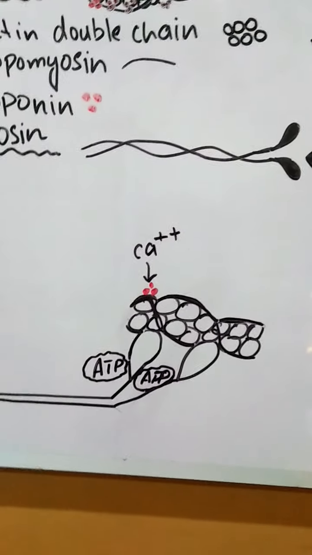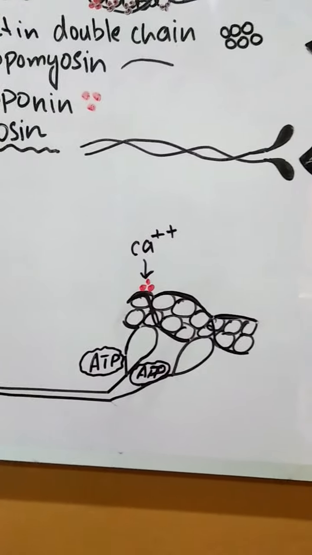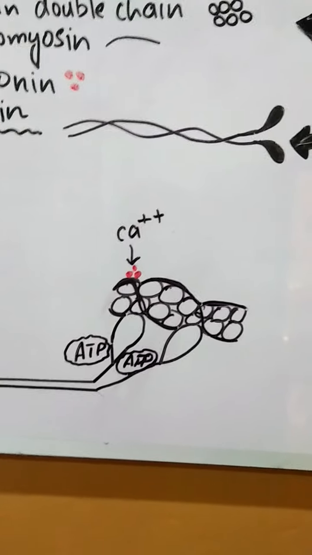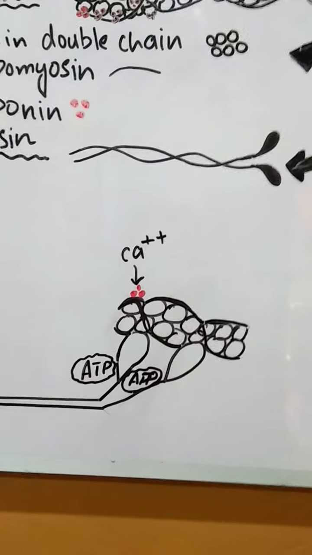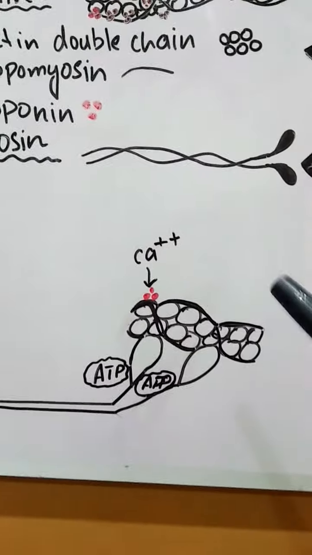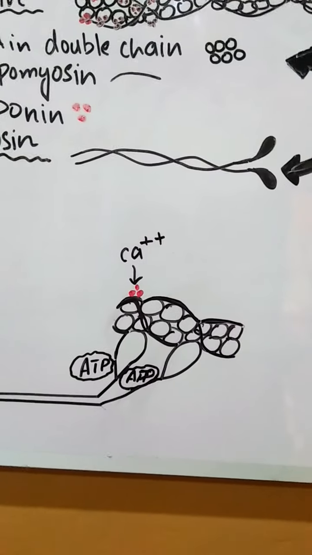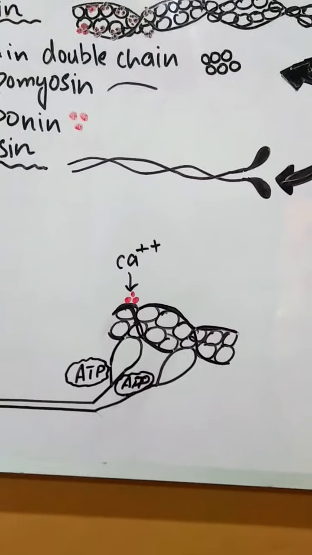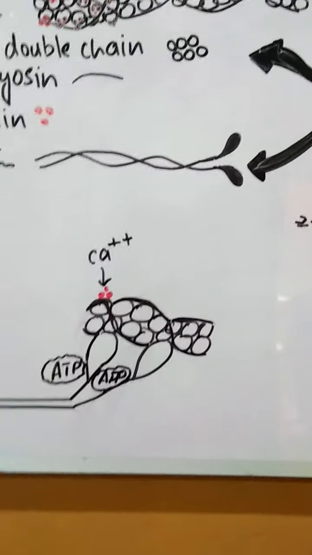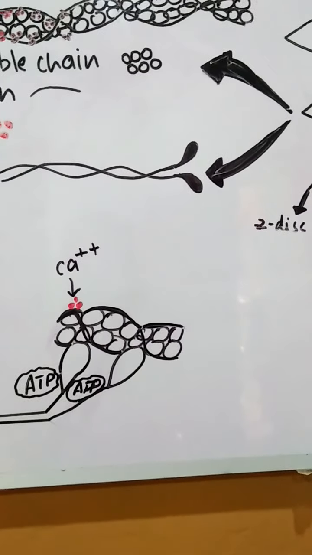There are three components of troponin. One will be binding with the calcium, one will be binding with the tropomyosin, and one will bind with the actin. The actin binding troponin is permanently bound with the actin, while the calcium binding and tropomyosin binding troponin bind only in case of contraction.